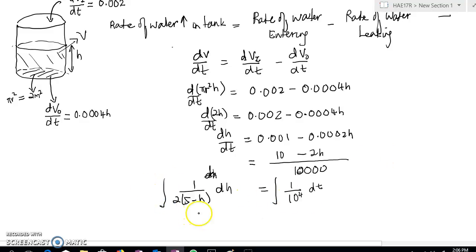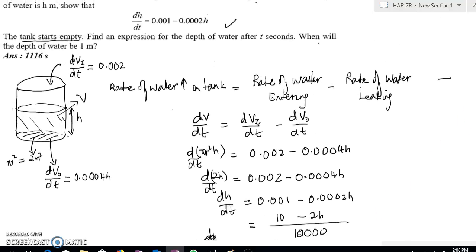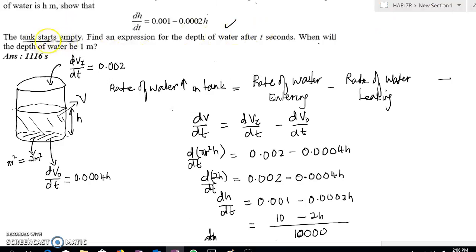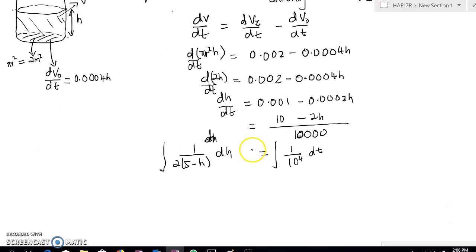Next, we look for what limits to put in. Now, if you look carefully, the tank starts empty. That means at time t equals 0, there's no water there, so volume is 0. So in other words, if the volume is 0, there's no height. So t is 0, volume is 0 means height is 0. So when time is t, height is h.